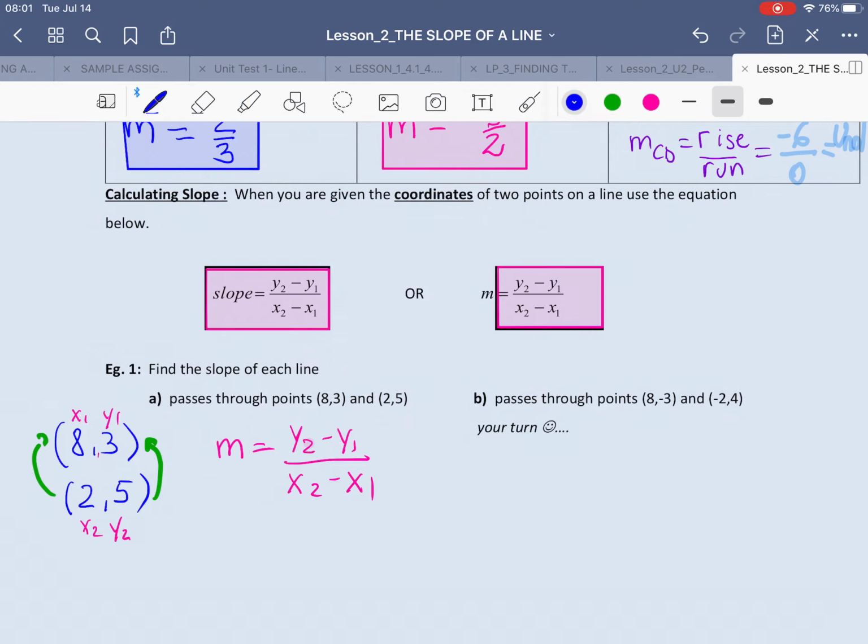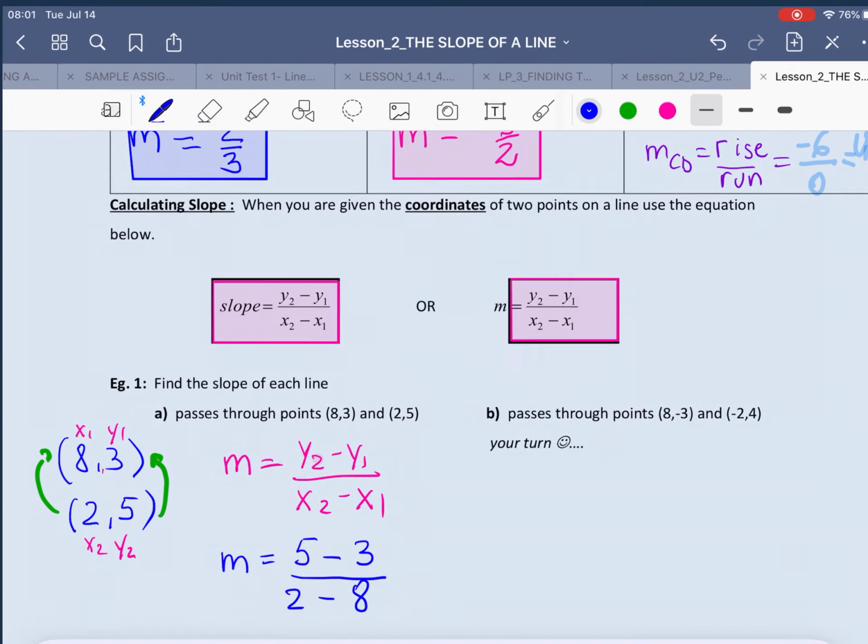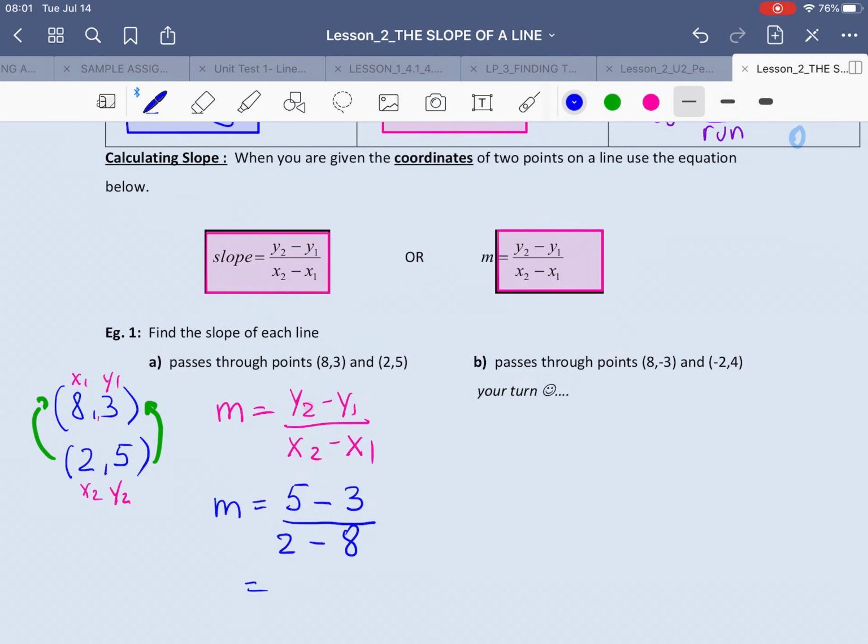Okay? So here we go back to our question. I'm going to say slope is y2. y2 is 5 minus y1, which is 3, over x2, which is 2, minus x1, which is 8. So that makes the slope equal to 2 over negative 6. Now remember, it is very important that we reduce the slope to lowest terms possible all the time. Negative 1 over 3 if you divide both numerator and denominator by 2.